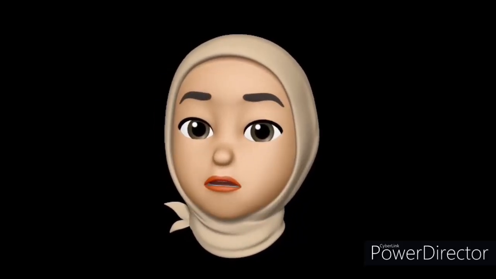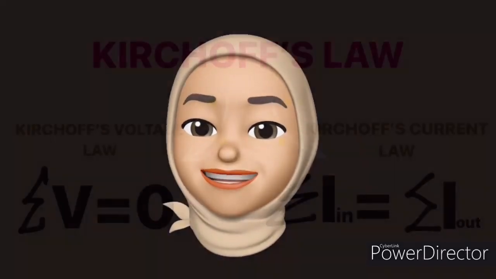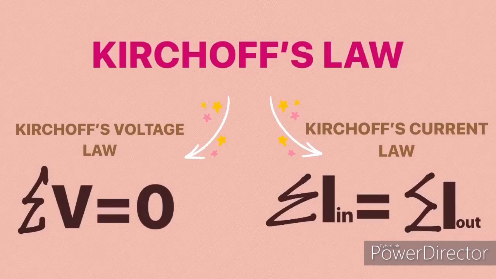Kirchhoff's law is commonly used in circuit analysis. There are two types of Kirchhoff's law. One is Kirchhoff's voltage law, and the second is Kirchhoff's current law. As we can see, for Kirchhoff's voltage law, the total of the voltages is equal to 0, and for Kirchhoff's current law, the total current in is equal to the total current out.